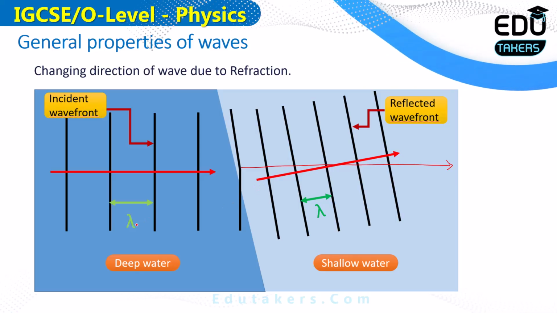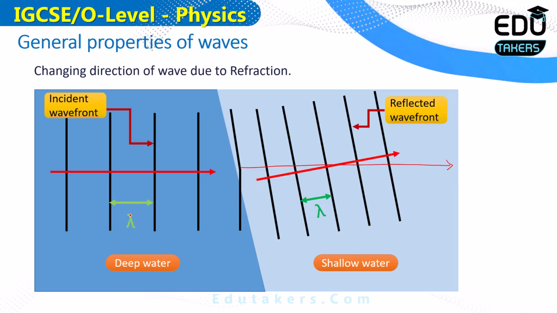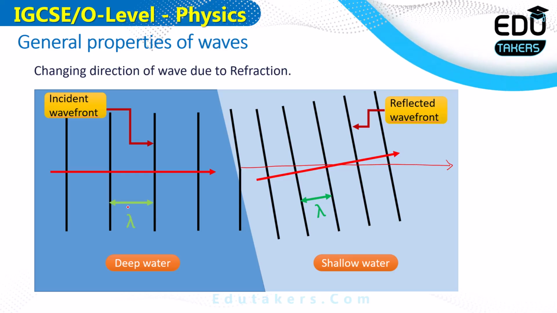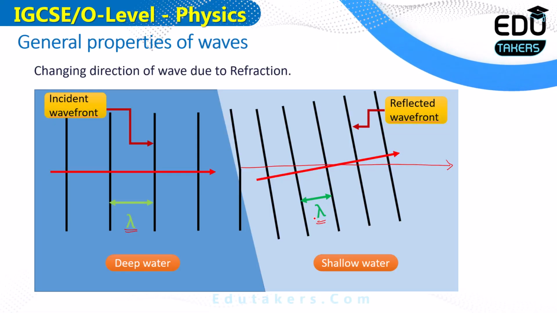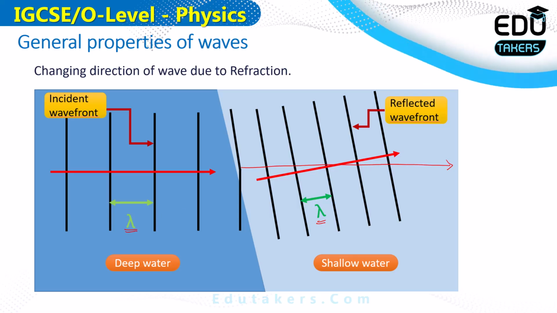You can also see here the wavelength. In the deep water, the wavelength is basically the distance between any two consecutive wavefronts, and in the deep water the wavelength is larger as compared to the shallow water. In the shallow water, the distance between the wavefronts is smaller, and in the deep water, the distance between the wavefronts is larger. Depending upon the change in wavelength, there is also the change in the speed of the wave.